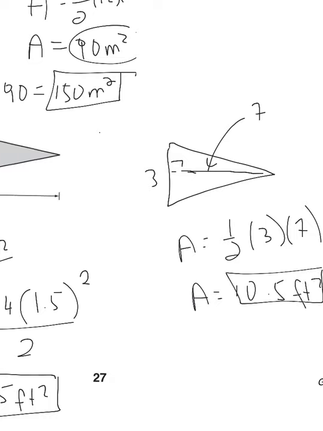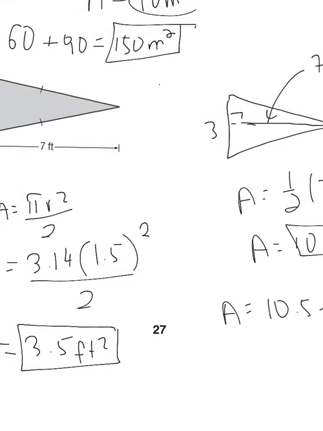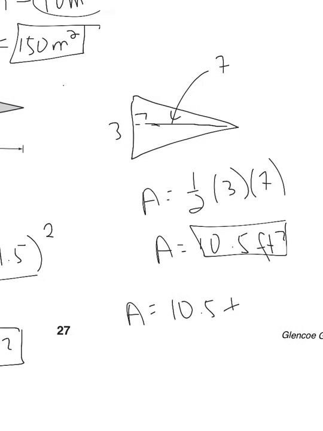So what's the final answer? What's the area of the composite shape? It would be 10.5 plus 3.5, which is 14 square feet.